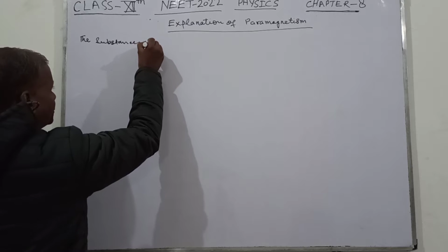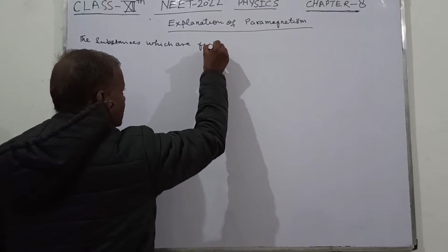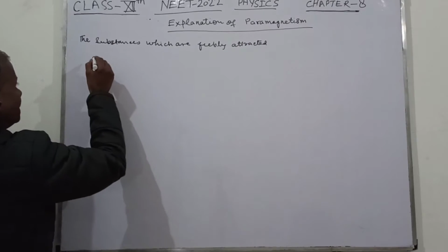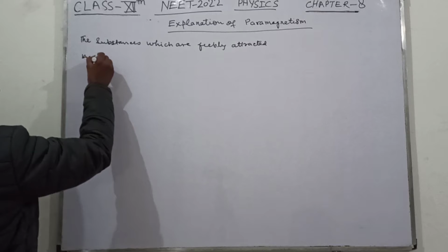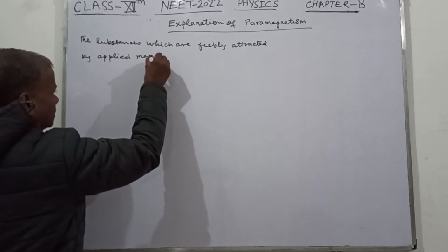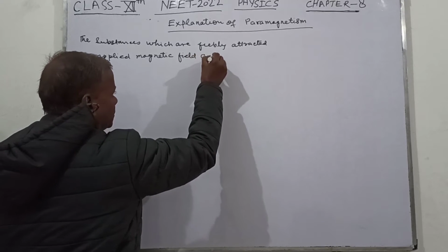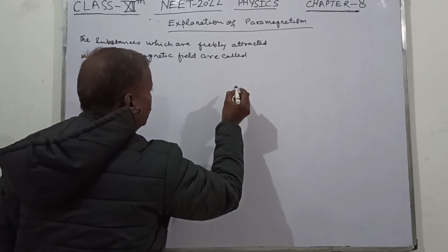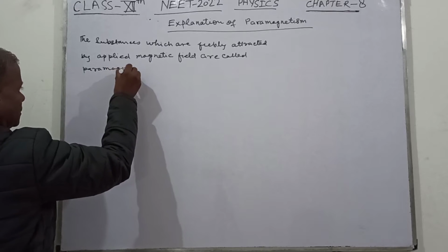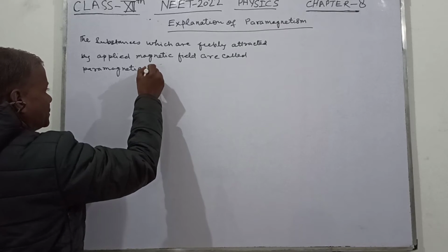The substances which are feebly attracted by applied magnetic field are called paramagnetic material. Paramagnetic substances.